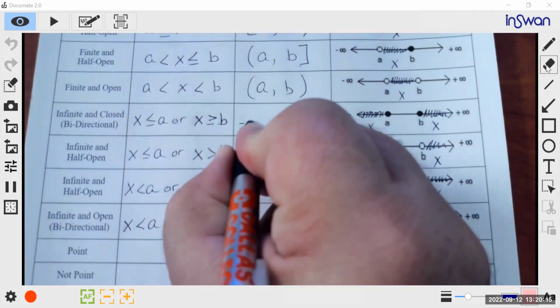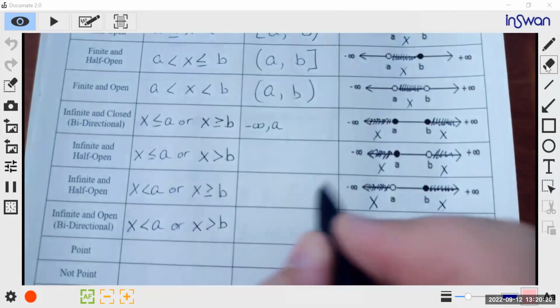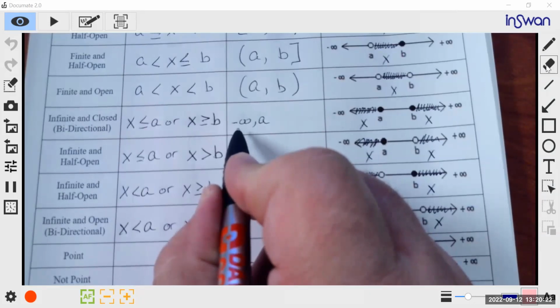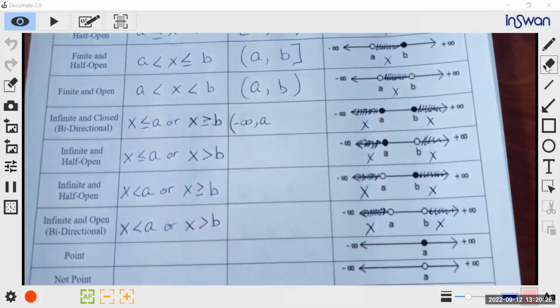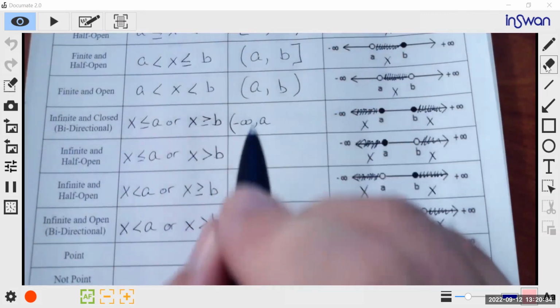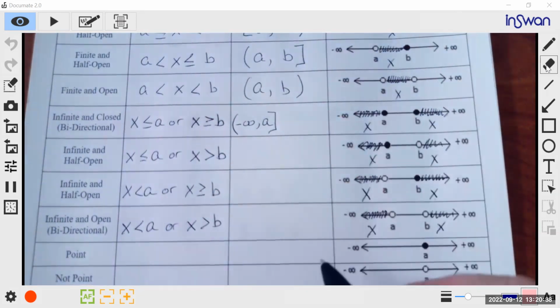Begins at negative infinity and goes to where? A. Now, can you include infinity? No, you can never get to infinity. So infinity and negative infinity will always be a parenthesis. How about A? Is that bracket or parenthesis? Right. Bracket, because it's a solid dot.